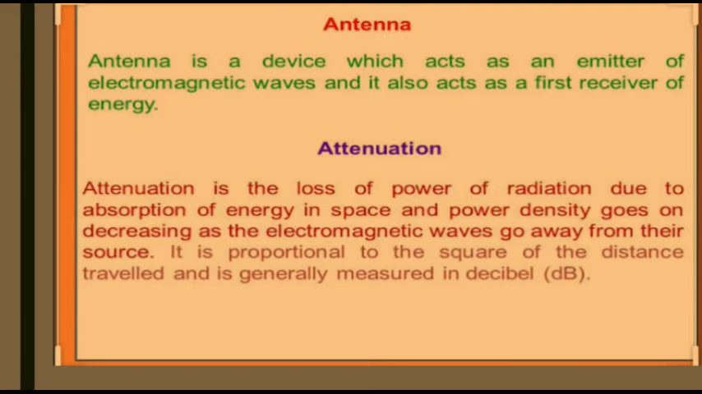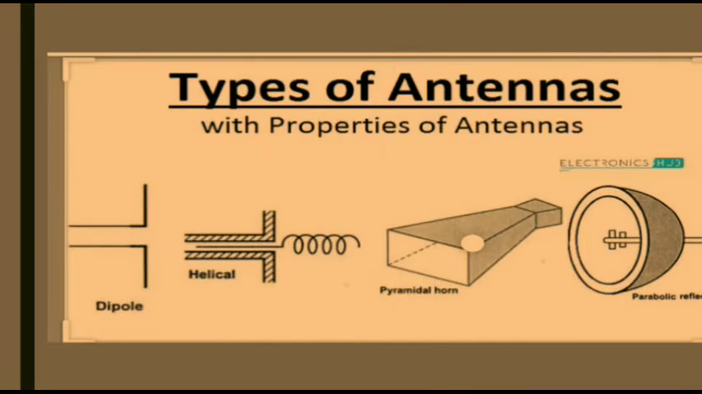This is about antenna. See the types of antenna: dipole and helical. Pyramidal horn antennas we call horn antennas. And parabolic reflectors, this is one parabolic reflector. The dipole antennas are mostly used in high towers, and helical antennas are also used in high buildings.